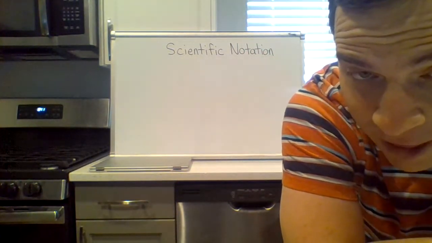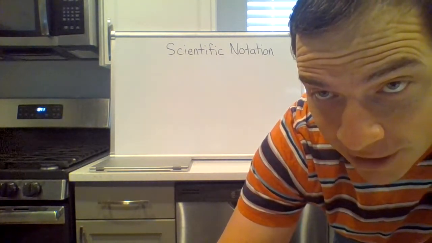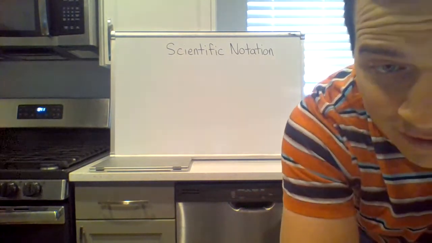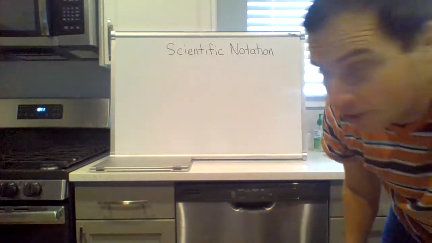Today in 8th grade math, we are discussing scientific notation. Scientific notation is another method of writing really big numbers and really small numbers. So let's look at it.